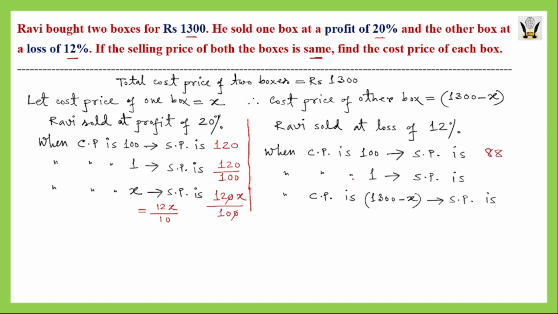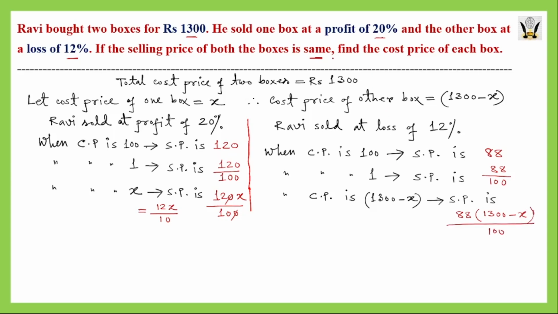Now if the cost price of that box is 1, then the selling price will be 88 divided by 100. And if the cost price is what we have assumed here, 1300 minus X, as per the cost price of the first box, then the selling price will be 88 multiplied by 1300 minus X divided by 100.